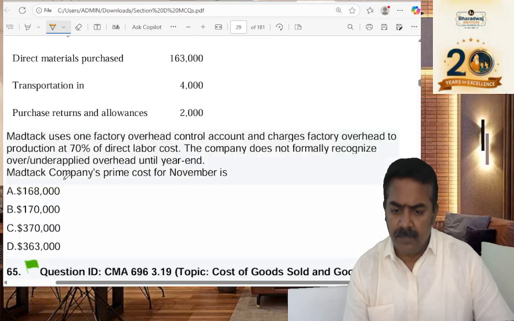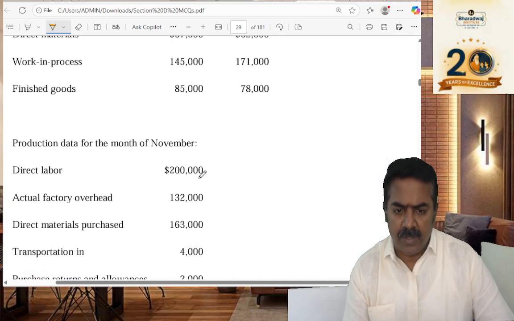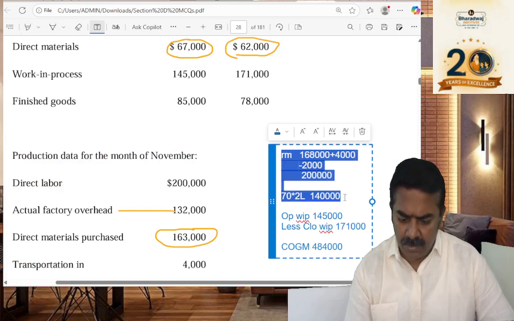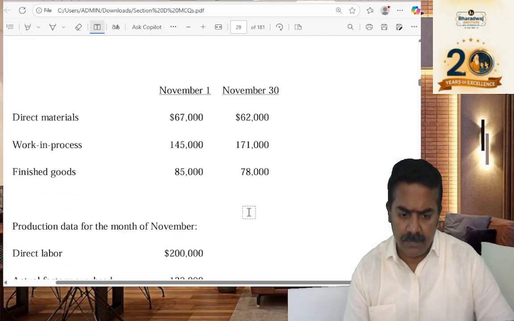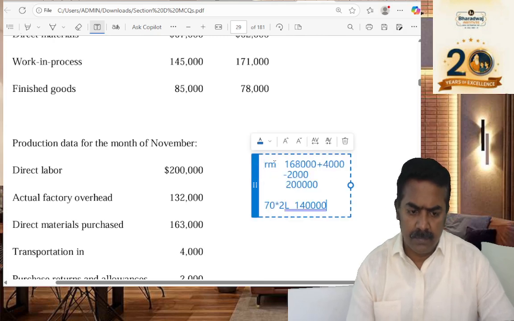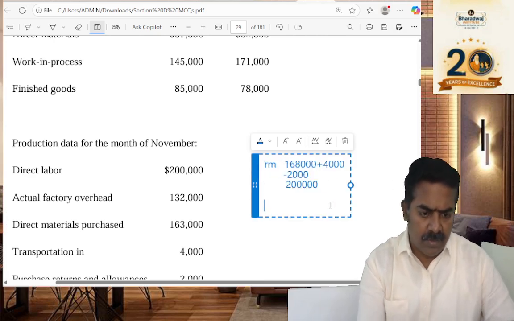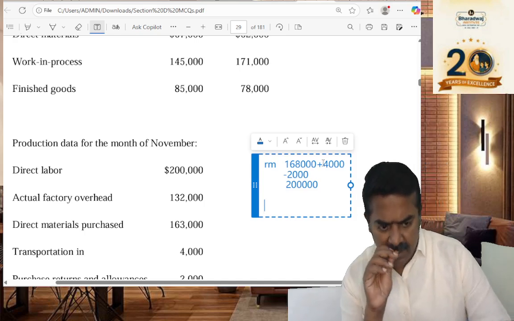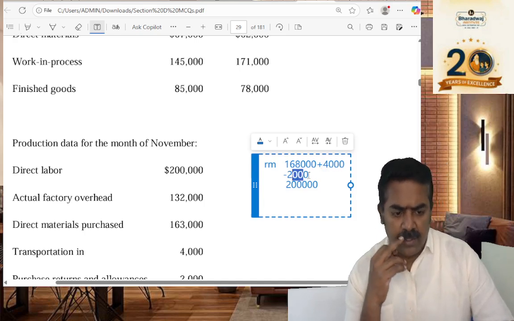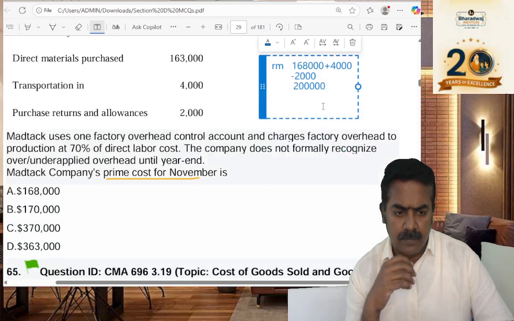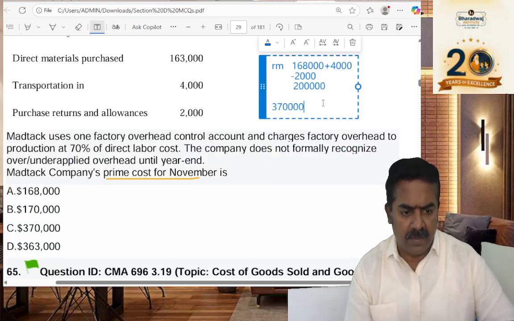Same data. They ask you to work out only prime cost. So let us take the same information, only up to this. Raw material cost is opening stock plus purchases minus closing stock, and the carriage inwards minus returns, plus labor cost. Material and labor only. 3,70,000.